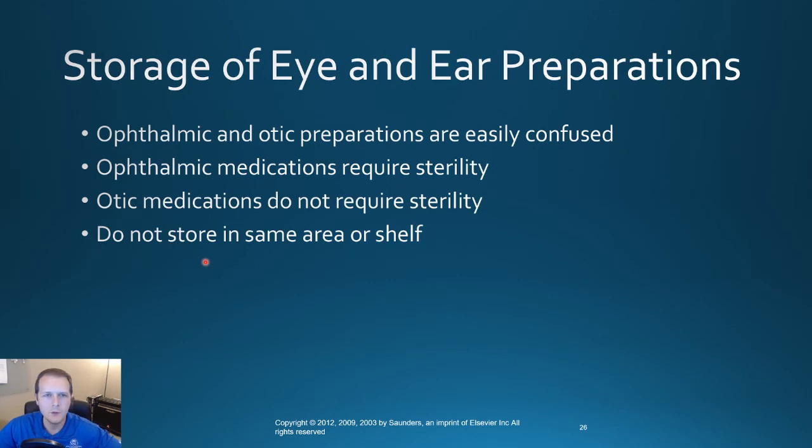Now, in terms of storage for ear and eye preparations, it's important that because there is a lot of overlap between the two types of medications, a lot of the same medications can be applied both ophthalmically and otically. That's important to keep them separated on your shelves such that they don't get confused. And if you accidentally gave an otic medication ophthalmically, that would be a big problem because you can cause severe irritation. So we don't even keep them stocked anywhere near each other on the shelf, and make sure that it's very difficult to mix up.